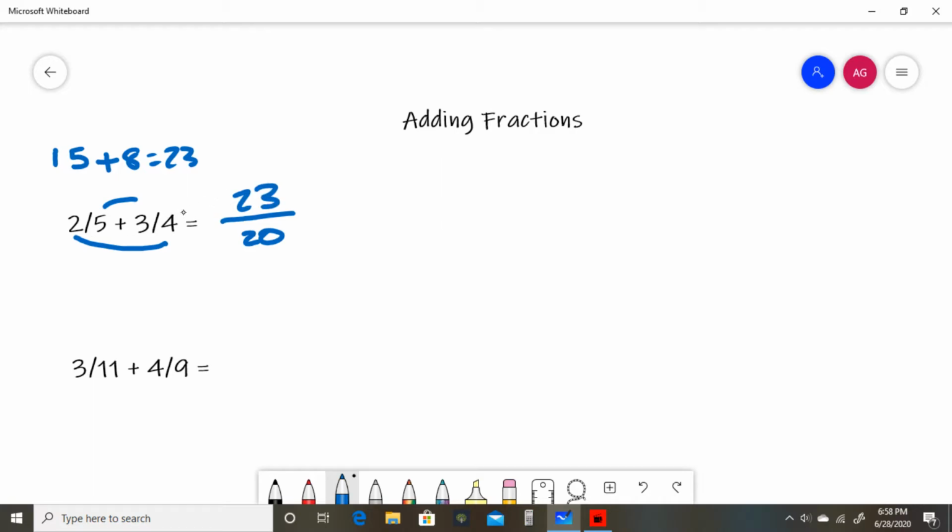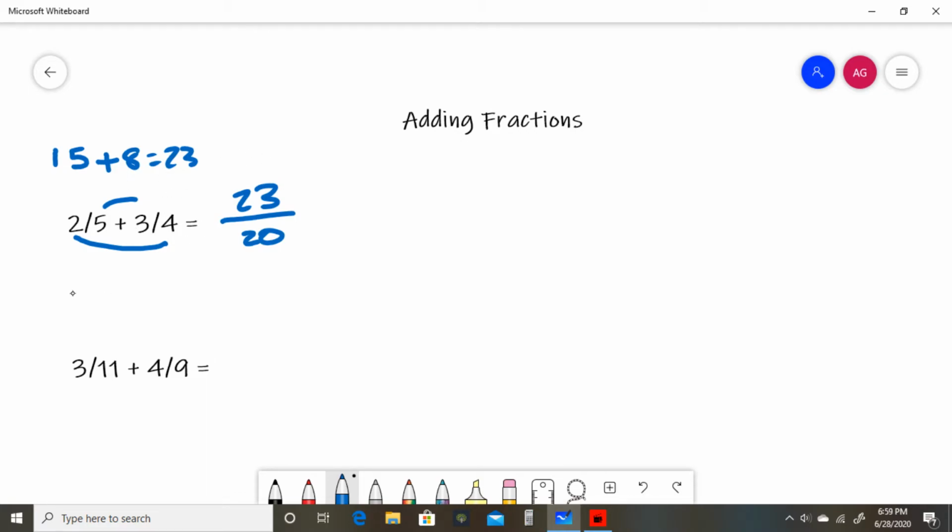To recap, to find the denominator, just multiply the denominators of our two fractions. 5 times 4 is 20. Then to find the numerator, multiply the inner parts, the outer parts, and then add them. 5 times 3 is 15, and 2 times 4 is 8, and 15 plus 8 is 23. So the numerator of our fraction is 23.